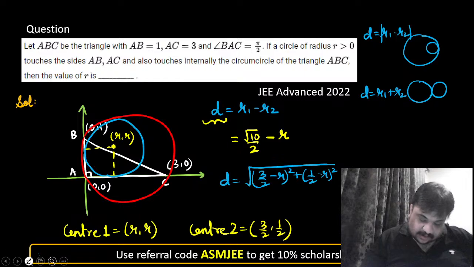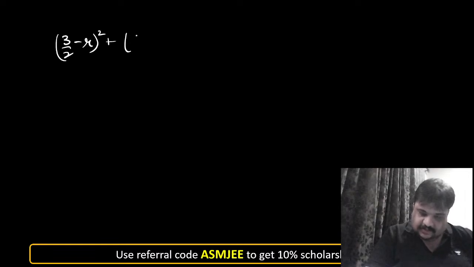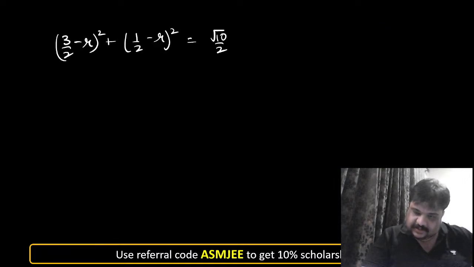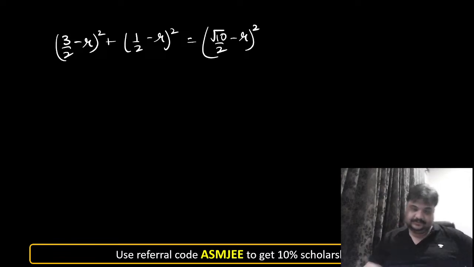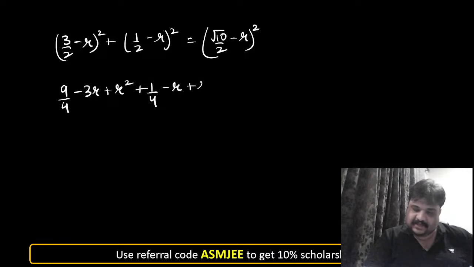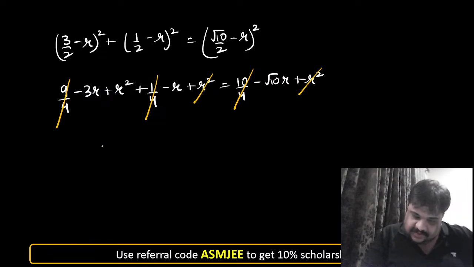For that we'll have to do squaring also. After squaring and equating, we get 3 by 2 minus R whole square plus 1 by 2 minus R whole square is equal to root 10 by 2 minus R whole square. This is what we have to solve. 9 by 4 minus 3R plus R square, plus 1 by 4 minus R plus R square, equals 10 by 4 minus root 10 R plus R square. So 9 by 4, 1 by 4, 10 by 4 are gone. One R square is gone. So we get R square minus 4R plus root 10 R is equal to 0.